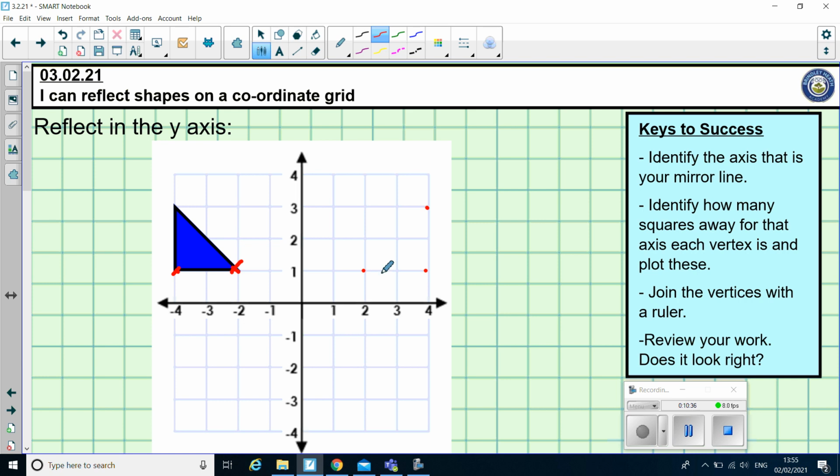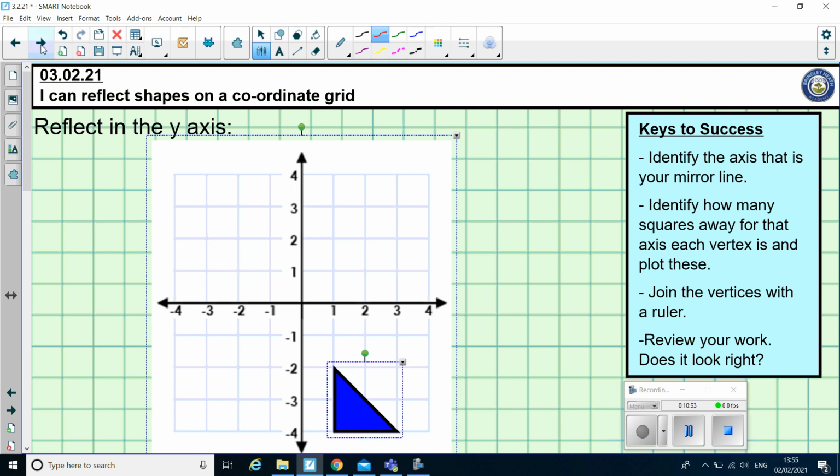Okay, final key to success. Join my vertices with a ruler, and then, does it look right? Have a look. Does that look like a reflection? Is it an equal distance from my axis as the original shape? If you followed the keys to success, then it should be. Okay, another one for us to have a go at. If you're going to have a go at home, pause the video now and have a go, and then come back and I'll explain how I would do it.